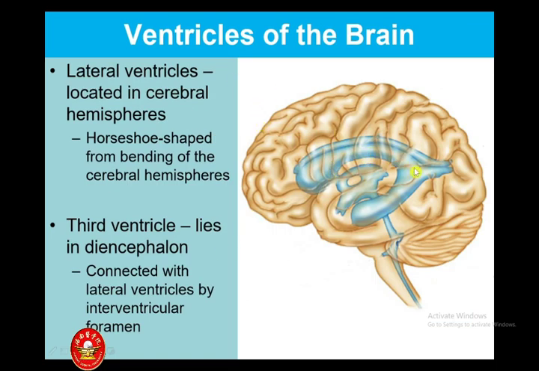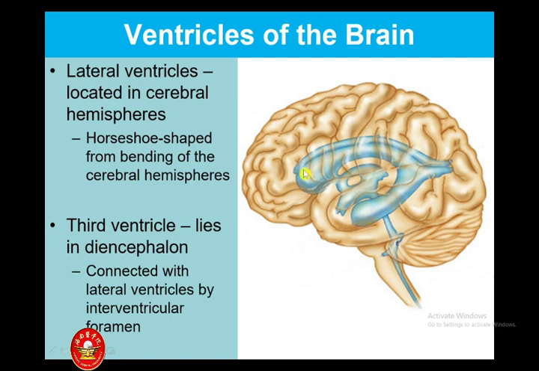There are two lateral ventricles, and we are looking here from the lateral view. You can see here this is the left side, and behind it the right side. The two lateral ventricles are located in the cerebral hemisphere, horseshoe shaped from the bending of the cerebral hemisphere. We have here the frontal horn, the body, the posterior horn, and then here the lateral horn.